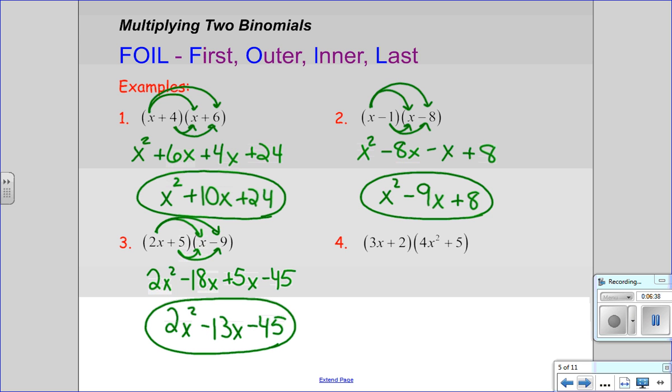And this last example is important to show because you will not always need to combine like terms at the end. So when I multiply these binomials, 12x to the third plus 15x plus 8x squared plus 10, you'll notice I didn't get any like terms, so I'm just simply going to rewrite my final answer in descending order.